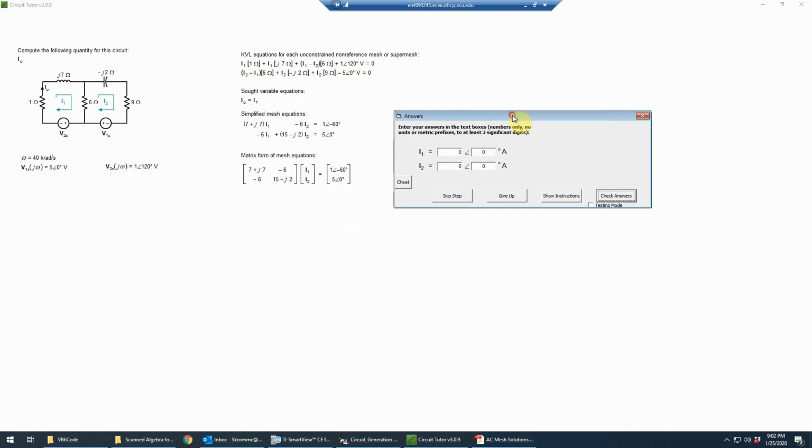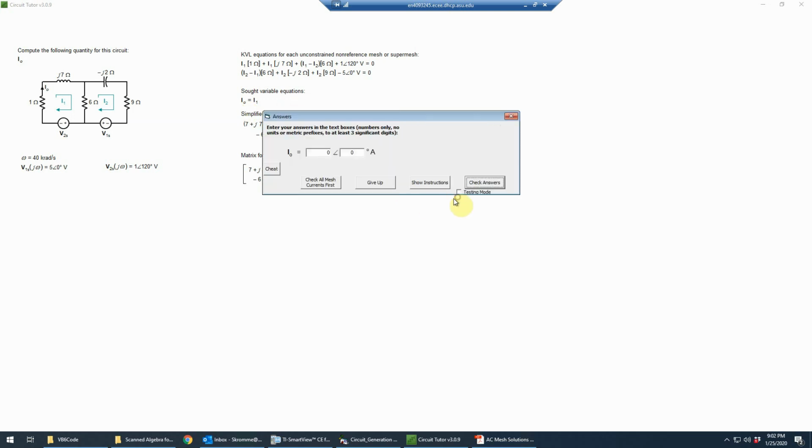Okay, so now we need to enter simply the results of I1 and I2 into the form. Now, I will point out, if you didn't want to do all that, you could skip this and go straight into entering the value of I0, the sought variable, which is identical to I1. But I usually like to check the individual values first just to make sure that we don't make a mistake.